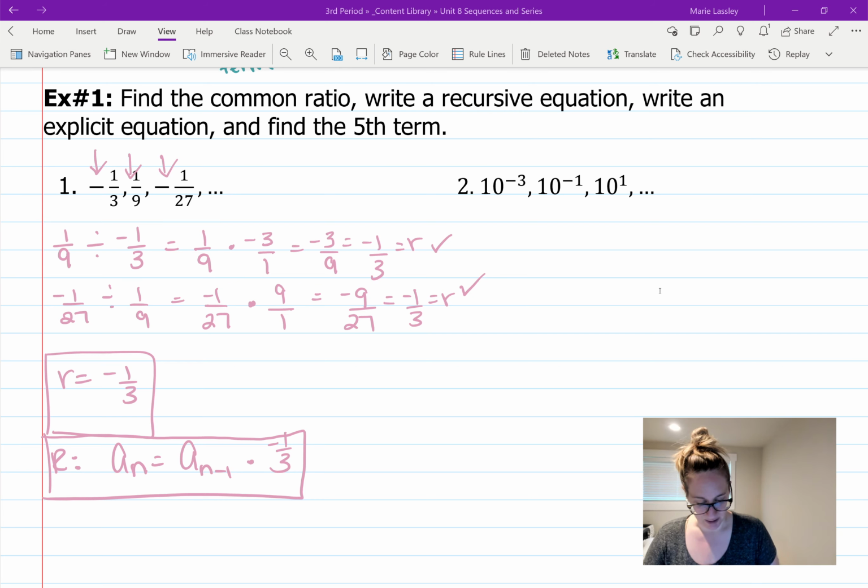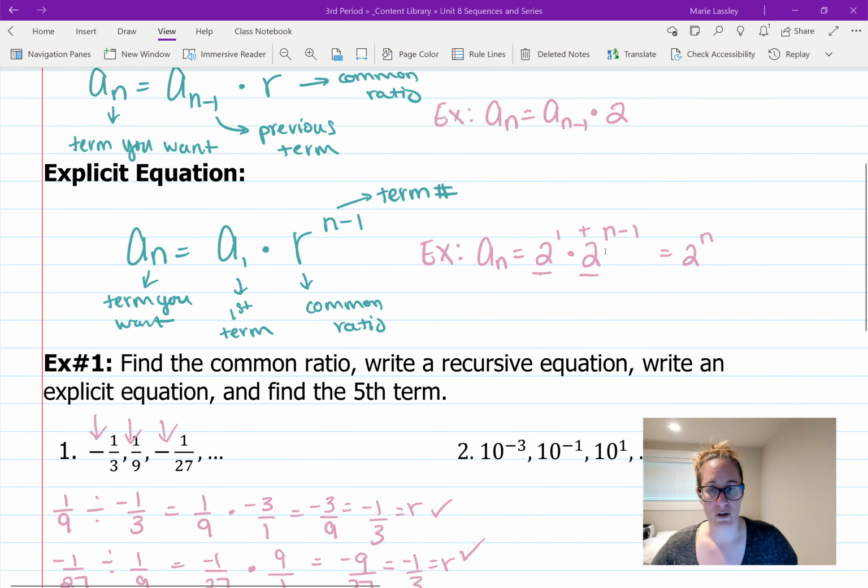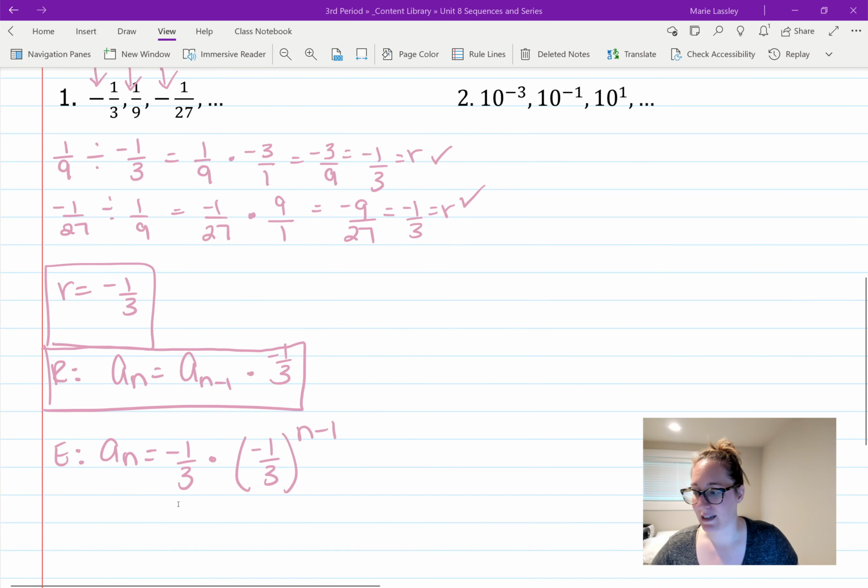So E for explicit. All right, so this is going to be a sub n, and then we take our first term, which is -1/3, and we multiply that by our common ratio to the power of n minus 1. Now, like the example that we did up here, the 2 times 2 to the n minus 1, we had the same base, so we could combine them. That happens again here. We have the same base number, the -1/3 and the -1/3. So we could combine them. You don't have to. I know I just said this is rare and doesn't usually happen, and then we just ended up having it happen twice. You could combine these if you want to.